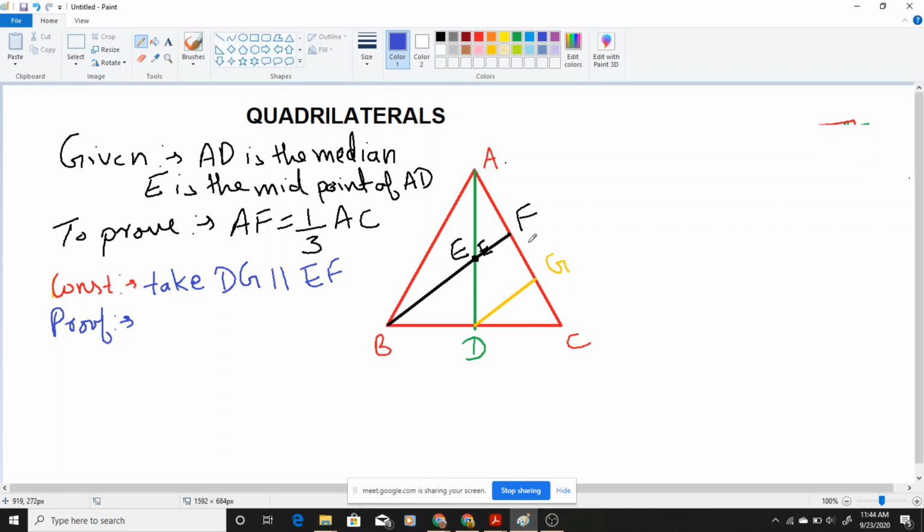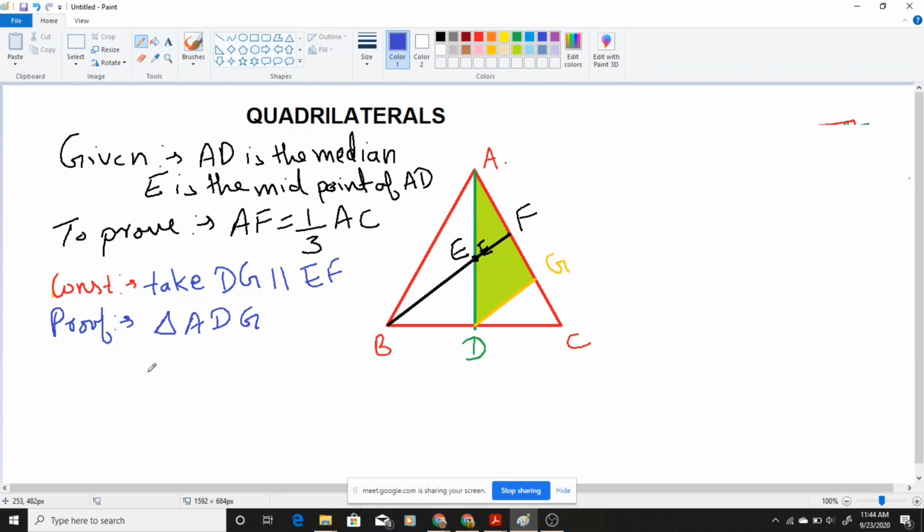In this proof part, just see one thing. First go over this triangle. The triangle I will be shading for you, so you will be able to identify this one. Triangle ADG. Okay, first go over this triangle. Just see in triangle ADG, this E is what?